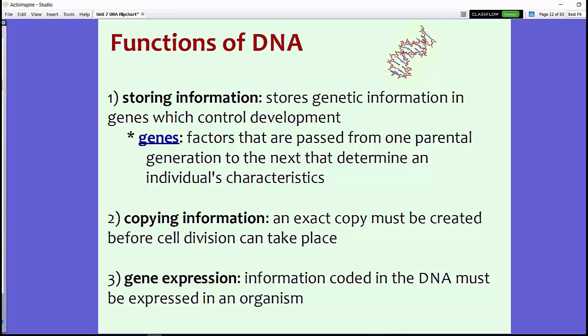A third function of DNA is gene expression, and we are familiar with this as well, since we just talked about heredity. This is the information coded in the DNA that's expressed in an organism. So how are the genes read in an individual? What do we physically see? What is it that is expressed in an organism?